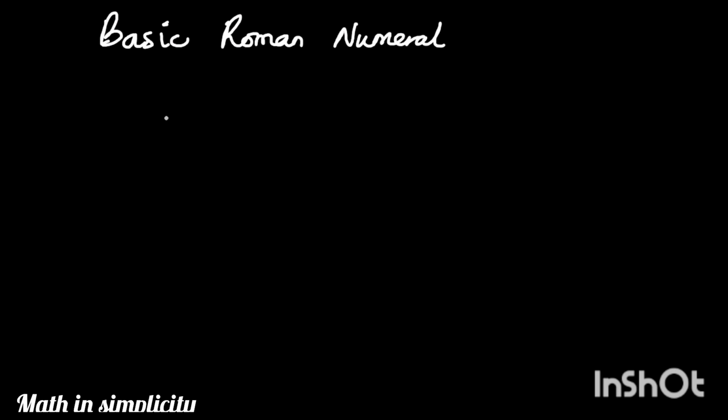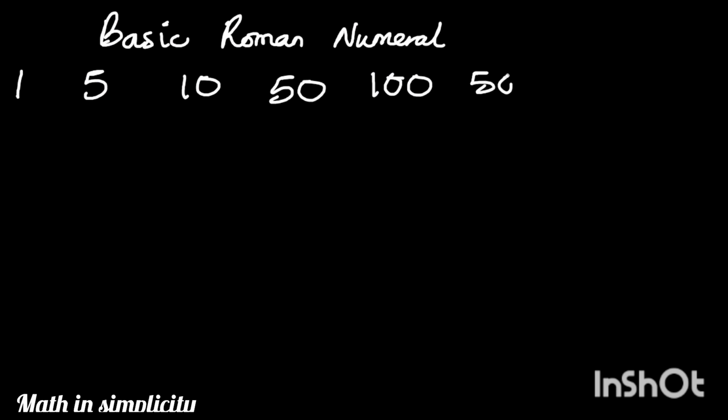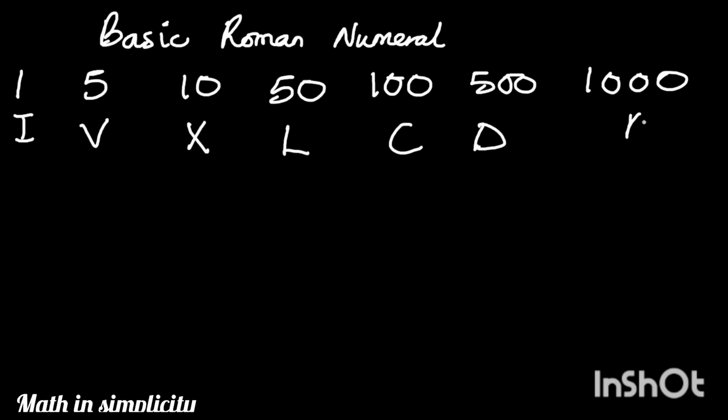Alright, the basic Roman numerals. First of all, in their ordinary form, we have the numbers 1, 5, 10, 50, 100, 500, and then 1000. Their values in Roman numerals: 1 is represented as I, 5 is V, 10 is X, 50 is L, 100 is C, 500 is D, and then we have M for 1000. So basically, if you want to write any number, you're just either going to add or subtract.